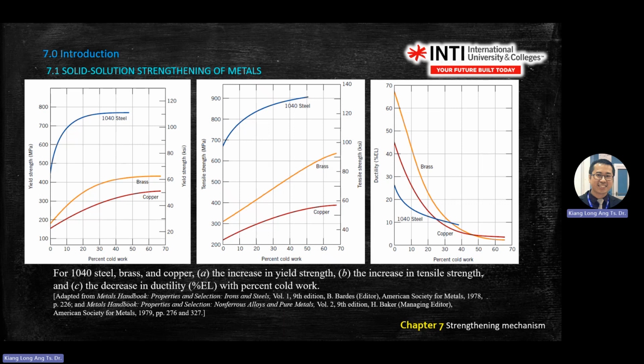The first chart is yield strength versus percentage of co-work, which is this one, this equation. Second is tensile strength versus co-work. Third one is ductility versus co-work. Then you'll see different material here. So don't read the wrong chart. Don't read the wrong color. Okay.